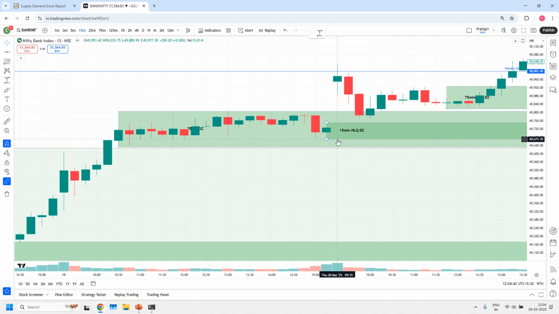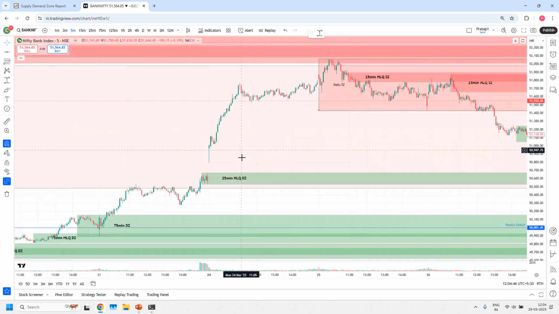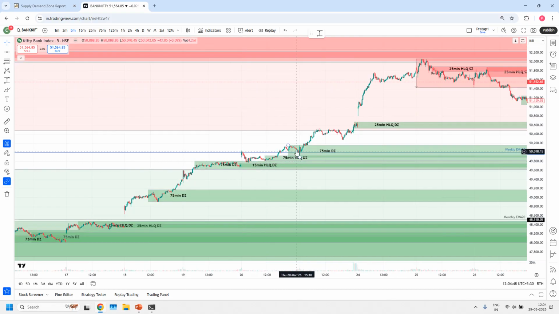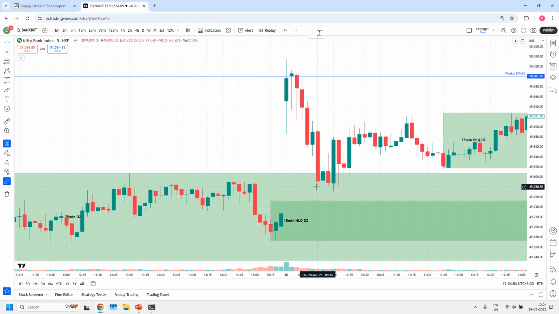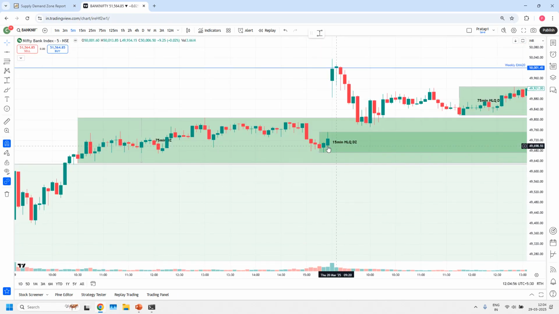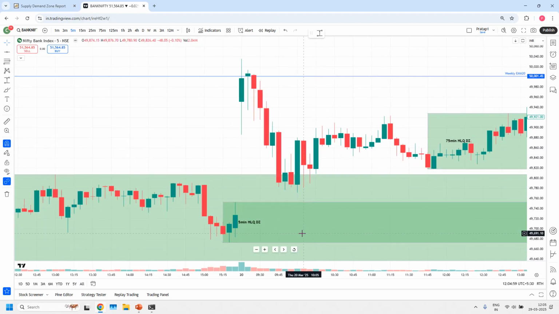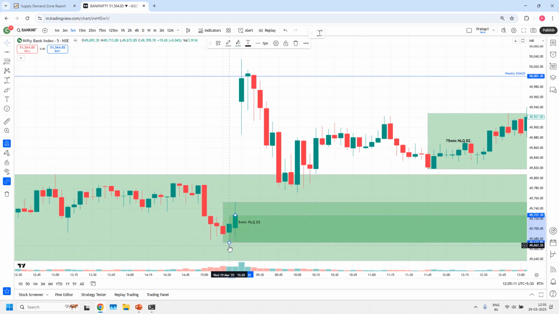Now what you have to do is go to the 5 minutes time frame. Inside the 75 minutes zone, draw 5 minute zones here. You have a drop, and 1, 2, 3, 4, 5 base candles. That way you fine tune and draw the zone. And here you can plan your trade in this area.